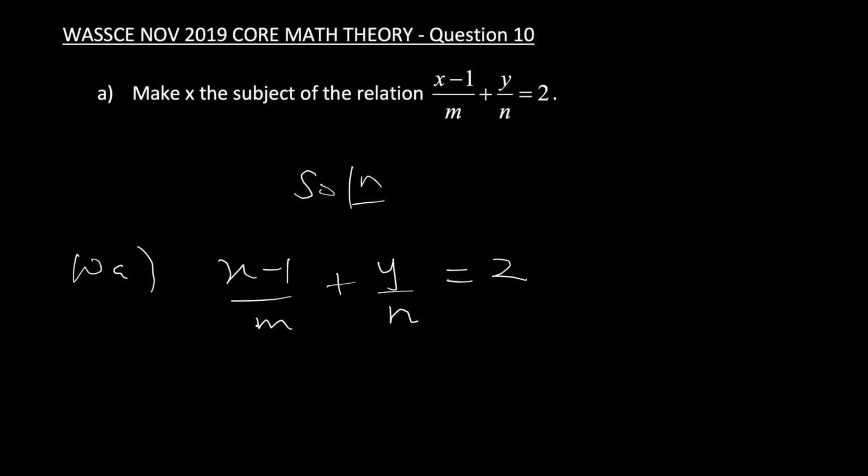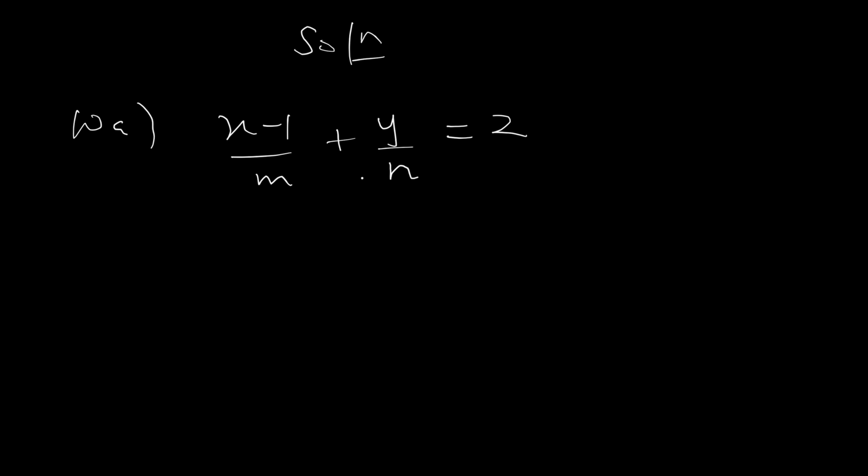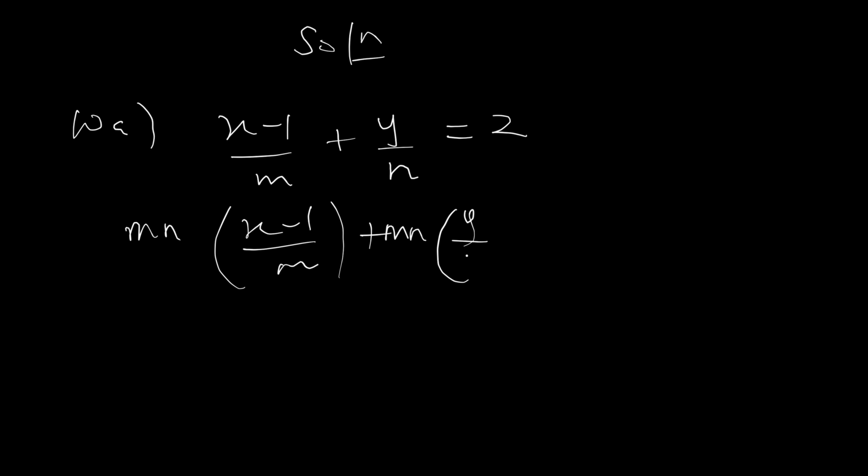is equal to 2. So our first step is to multiply the equation by the multiple of the denominators, which is m and n. The least common multiple of m and n is mn. So we multiply everything by mn. We have mn multiplying (x minus 1) over m plus mn multiplying y over n is equal to 2 times mn. Now m cancels m, we'll be left with n. So n into brackets x minus 1 plus n cancels and we'll be left with m.